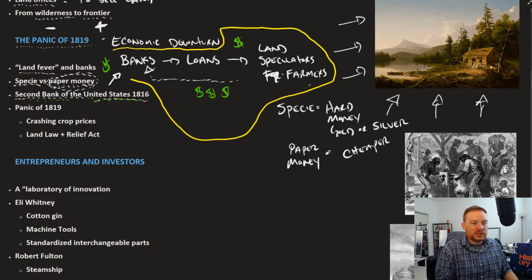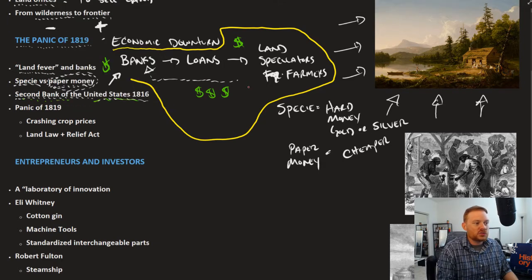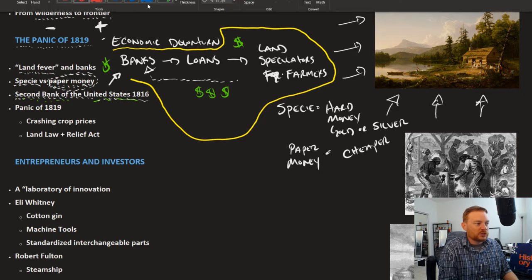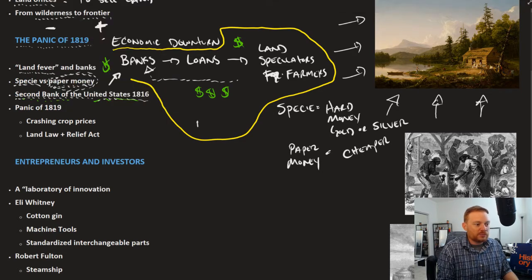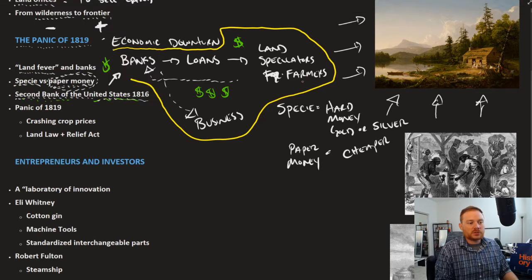The Panic of 1819 begins when crop prices crash, right? And you're going to see how this whole thing unfolds and leads the United States into a terrible economic situation, because these banks are not just providing loans to land speculators and farmers, but of course, they're responsible for providing loans for any sort of business, right? Businesses rely on banks for loans. And so the Panic of 1819, right? And you can kind of follow the rolling ball here, so to speak.